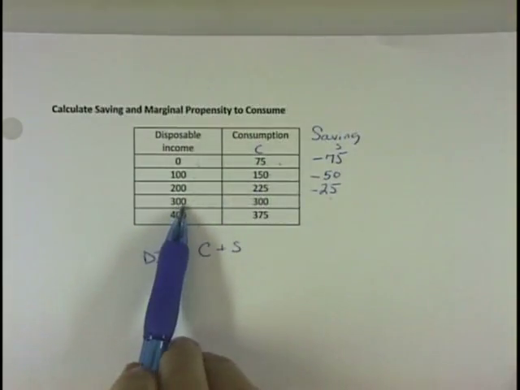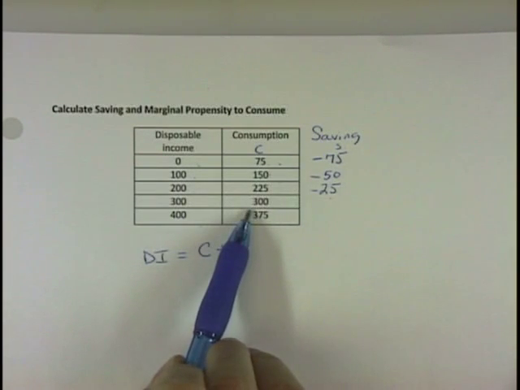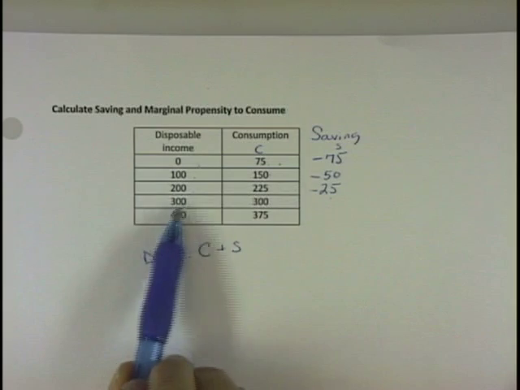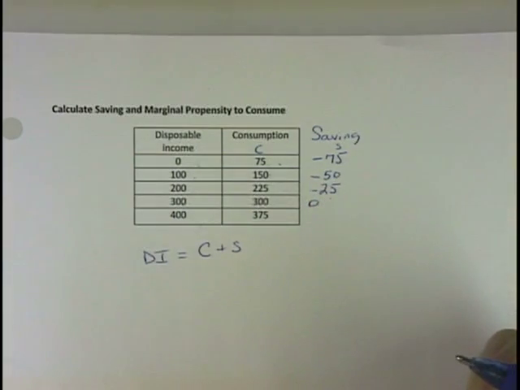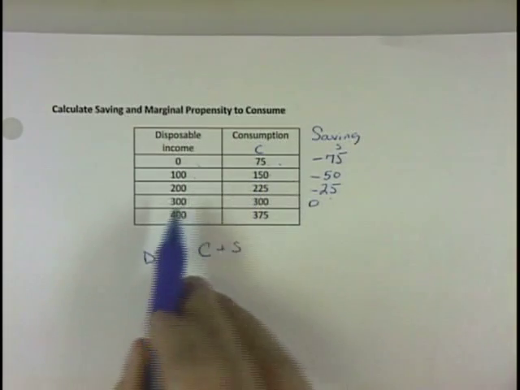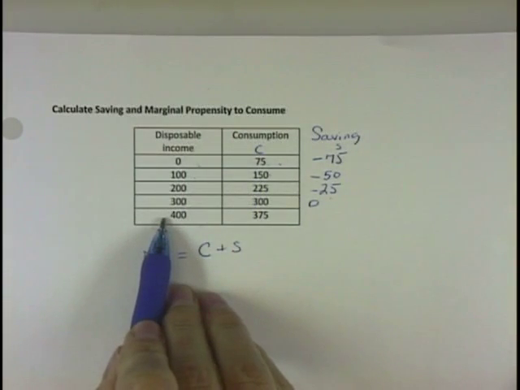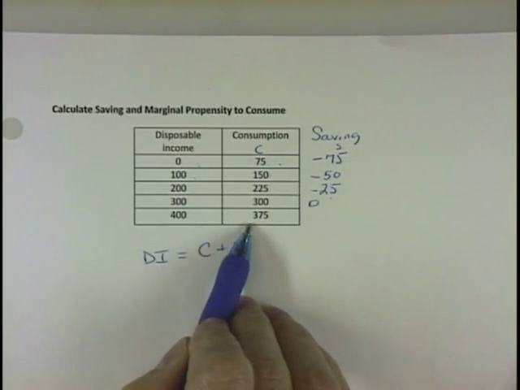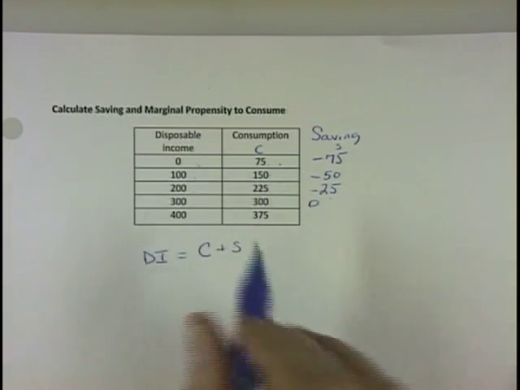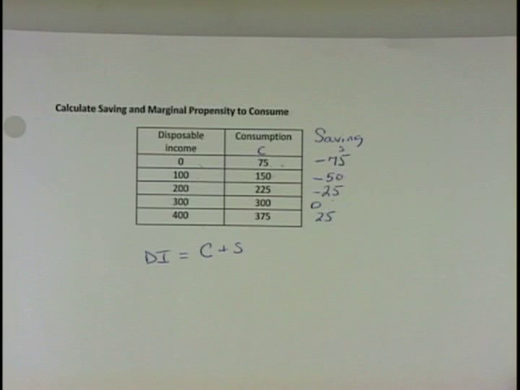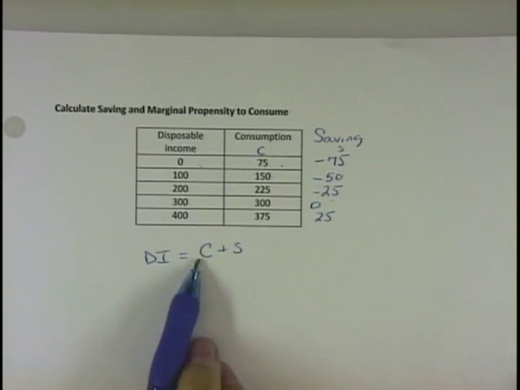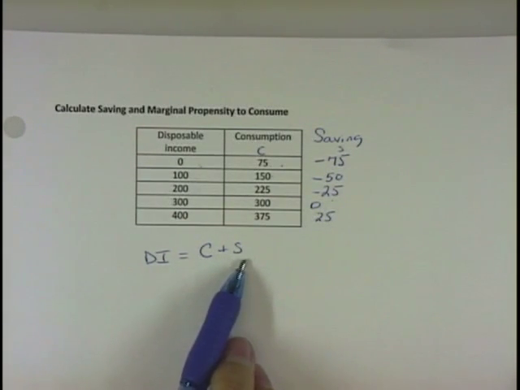Okay, so this one's pretty easy. Disposable income is 300 and consumption is 300. So if disposable income is 300 and we use it all for consumption, then saving has to be 0. And the last one says disposable income is 400. I'm spending 375 of it, so the remainder is going to go for savings, and that would be 25. So disposable income has to equal consumption plus saving.